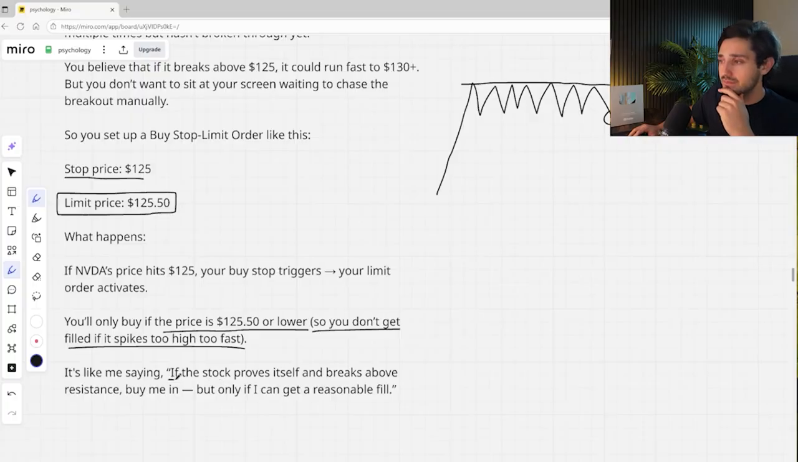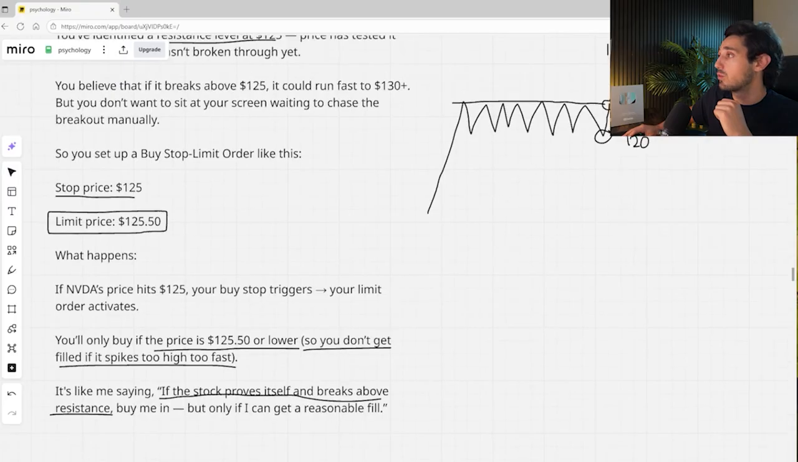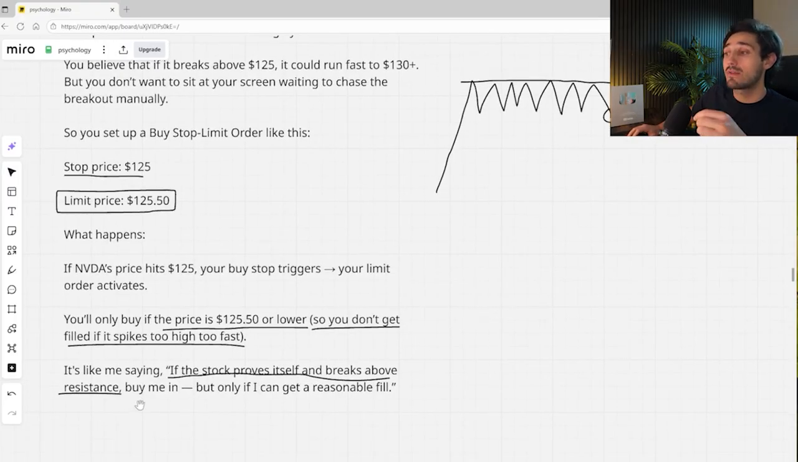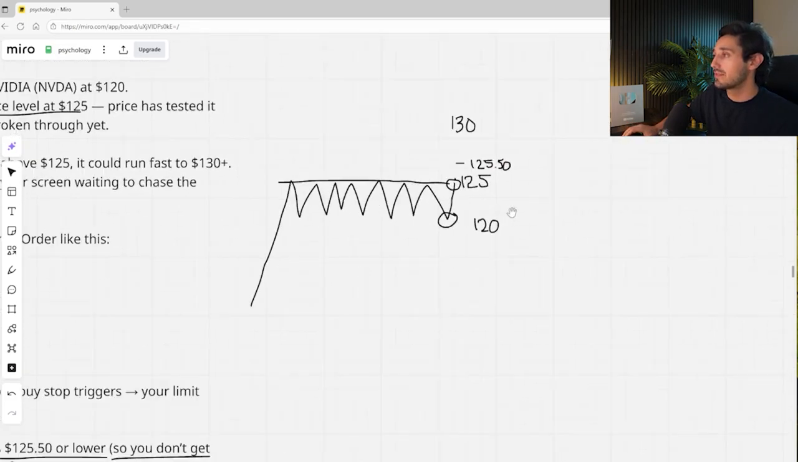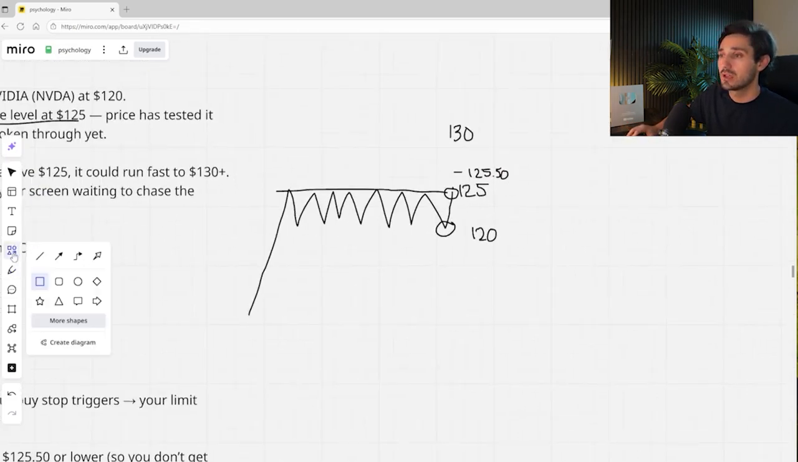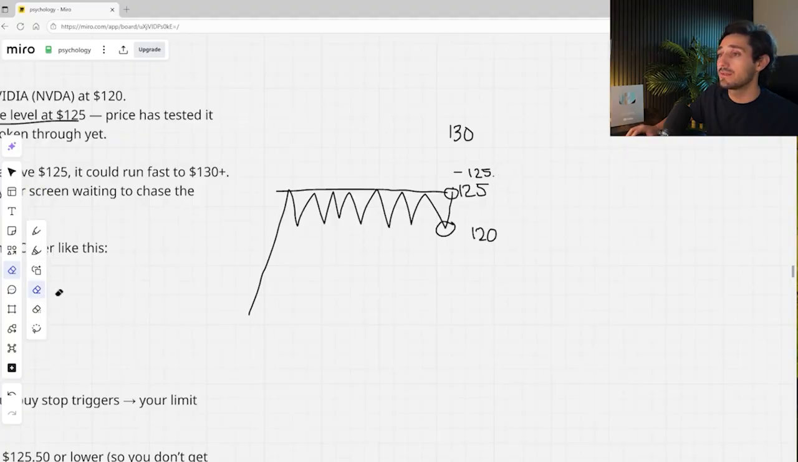It's like me saying, if the stock proves itself and breaks above resistance, if it breaks above 125, I want to get in. However, I only want to get in if it fills me at a reasonable price, and you could set what that reasonable price is. Instead of 125.50, you could set this at 125.10. In that case, if this triggers, your limit order activates, and you're only going to get filled at either 125.10 or better. You won't get filled late.